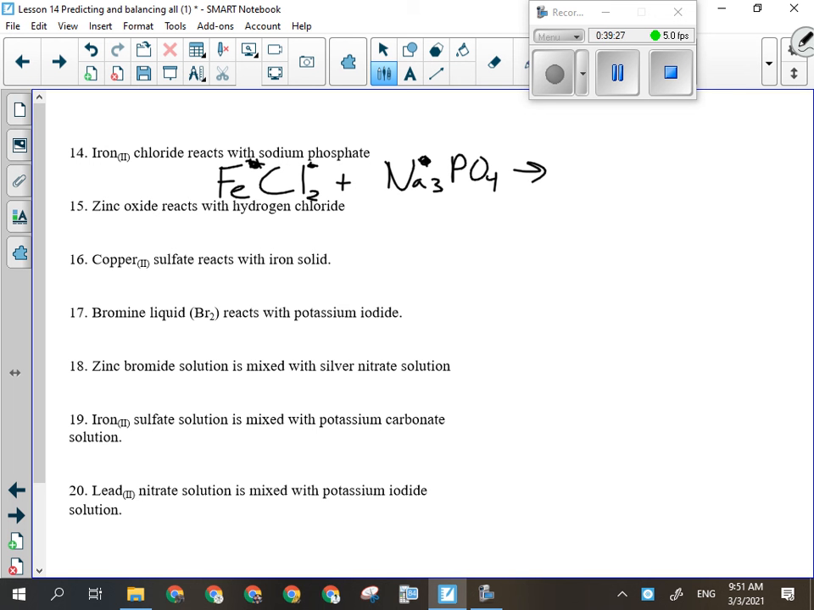Double replacement. Okay, so we're going to swap the metals. Sodium and iron are going to switch partners. Iron is going to end up with phosphate. Sodium is going to end up with chlorine.